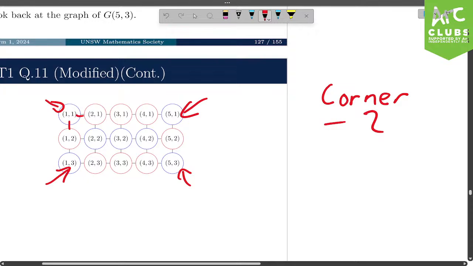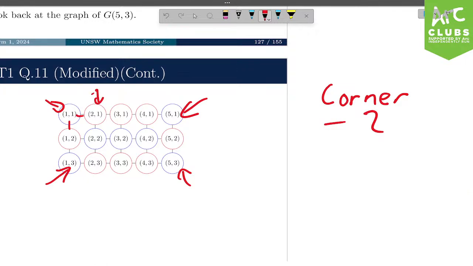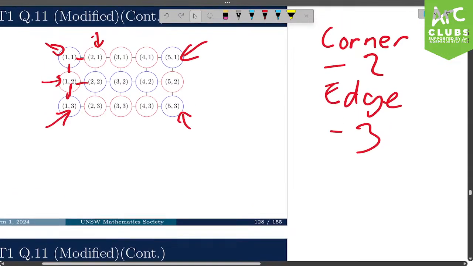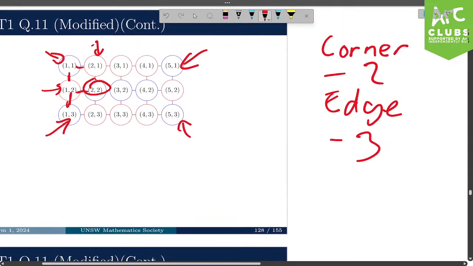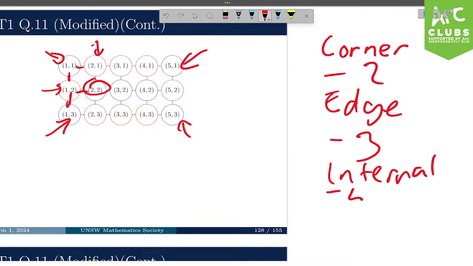Okay, and then you have another type: the edge vertices. I call them edge vertices, but I really mean the outside vertices, right? They have degree 3. They connect either to the left or to the right and down, or if they're an edge vertex here, they have 1, 2, 3 edges coming out of them. So they have degree 3. And finally, you have the vertices on the inside. Let's call them the internal vertices. They have degree 4. So you have 1, 2, 3, 4.